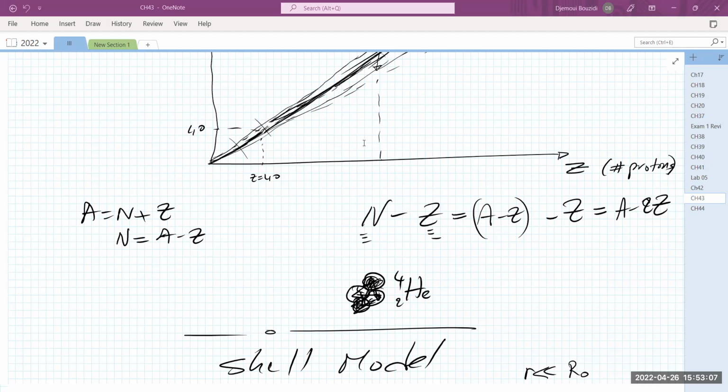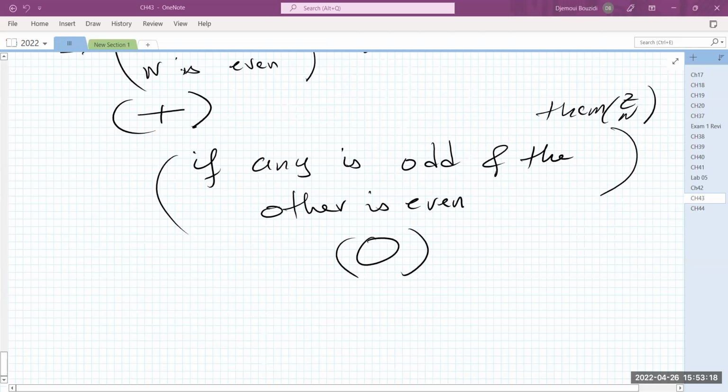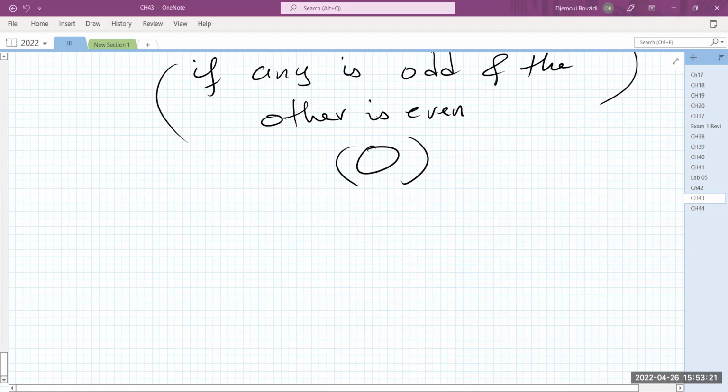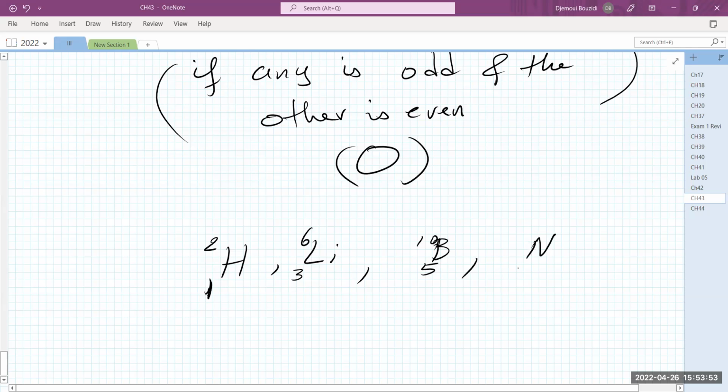And the elements that have an odd number of Z and N and that are stable are, of course, one of them is that isotope I mentioned of hydrogen, namely H-2. This has 1 neutron and 1 proton. The other one is lithium-6. Again, it has 3 protons and 3 neutrons. The other element is boron-10. It has 5 protons and 5 neutrons. And the last one is nitrogen-14. Again, it has 7 protons and 7 neutrons.